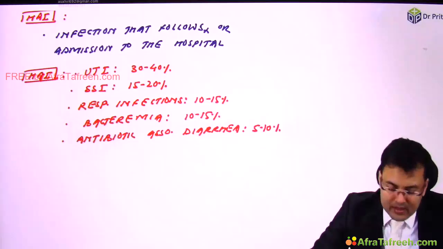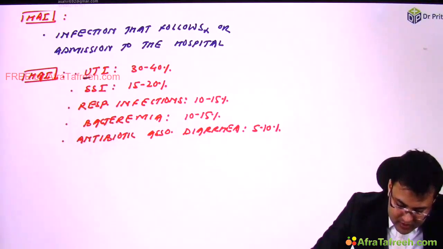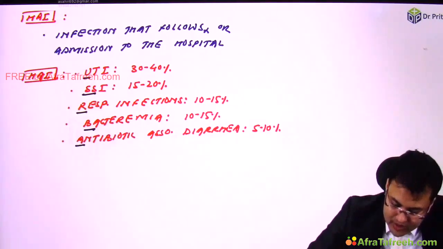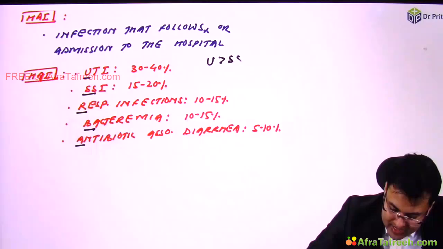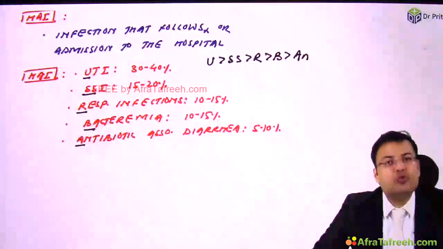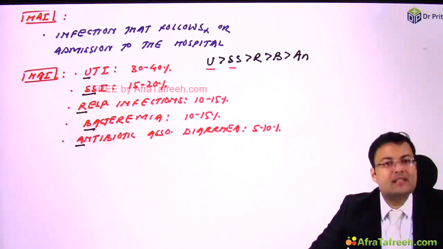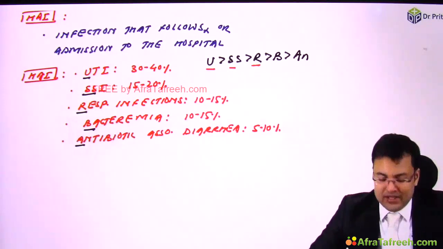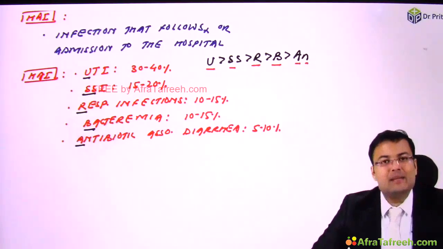So how to remember? The mnemonic is USSR ban. So U means UTI, SS means surgical site infection, R means respiratory infection, B means bacteremia, AN means antibiotic associated diarrhea.